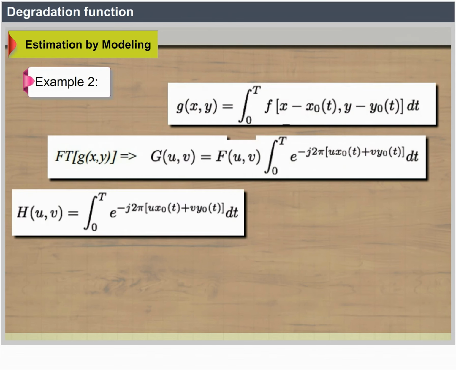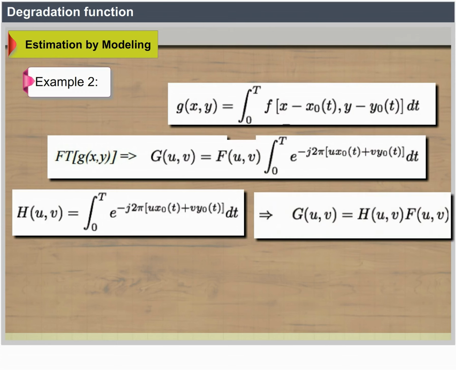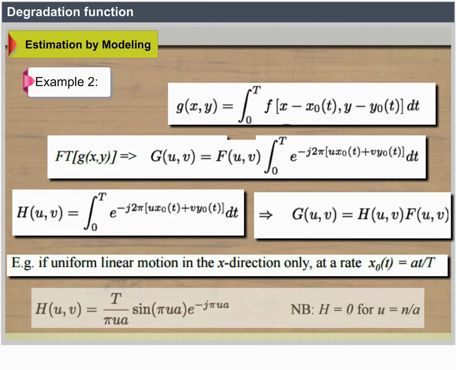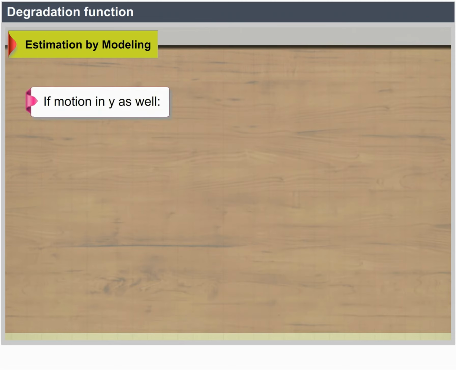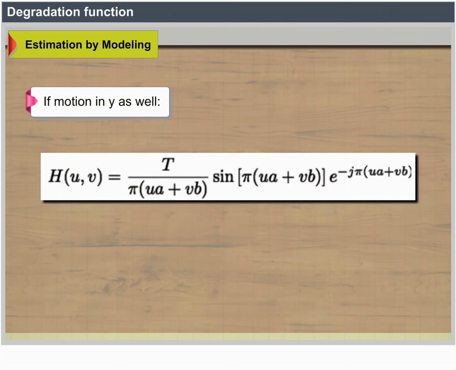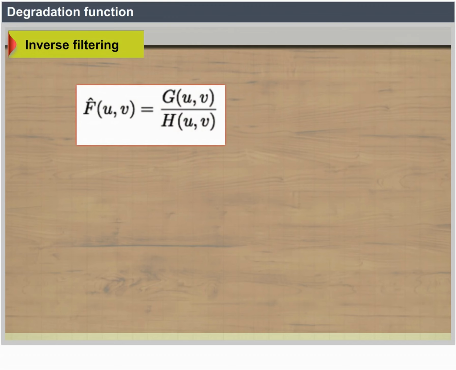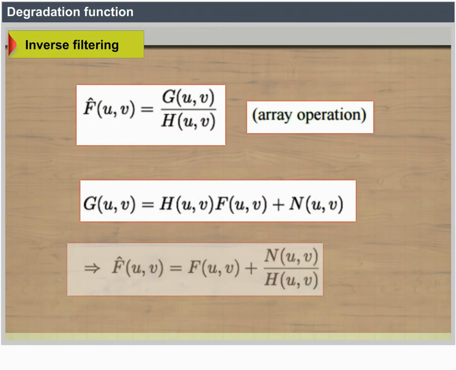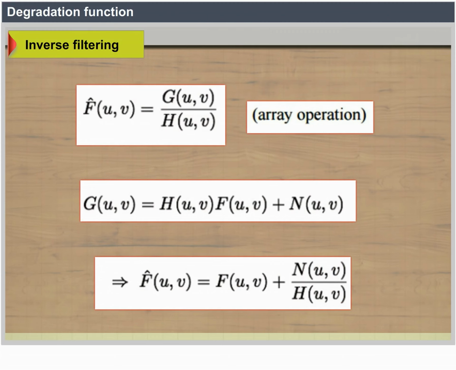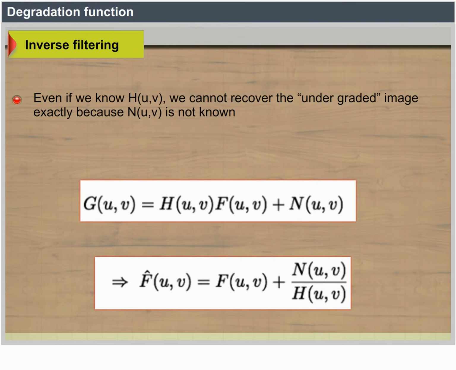Even if we know H(u,v), we cannot recover the undegraded image exactly because N(u,v) is not known. If H has zero or very small values, the ratio N/H could dominate the estimate. One approach to get around this is to limit the filter frequencies to values near the origin. Figure A is the result of using the full filter, B the result with full cutoff outside radius 40, C outside radius 70, and D outside radius 75.